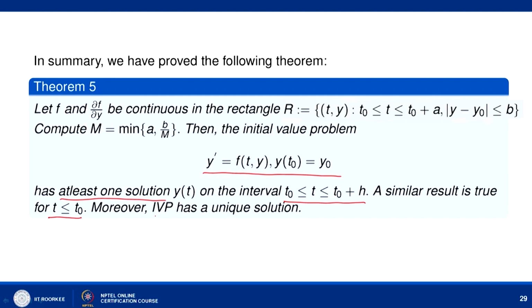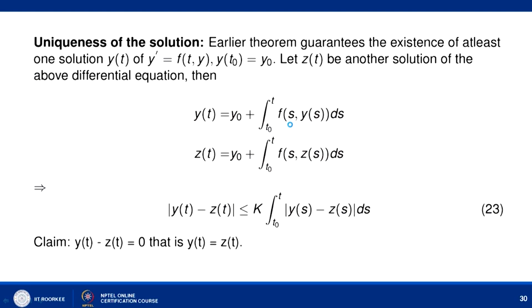unique solution. So we have assumed that ∂f/∂y is continuous in this rectangle. That condition is sufficient to show that the solution is unique as well. To show the uniqueness part, let us consider the following. In this we want to prove that the solution is unique. So the earlier theorem guarantees the existence of at least one solution. So it means that we have one solution of this.